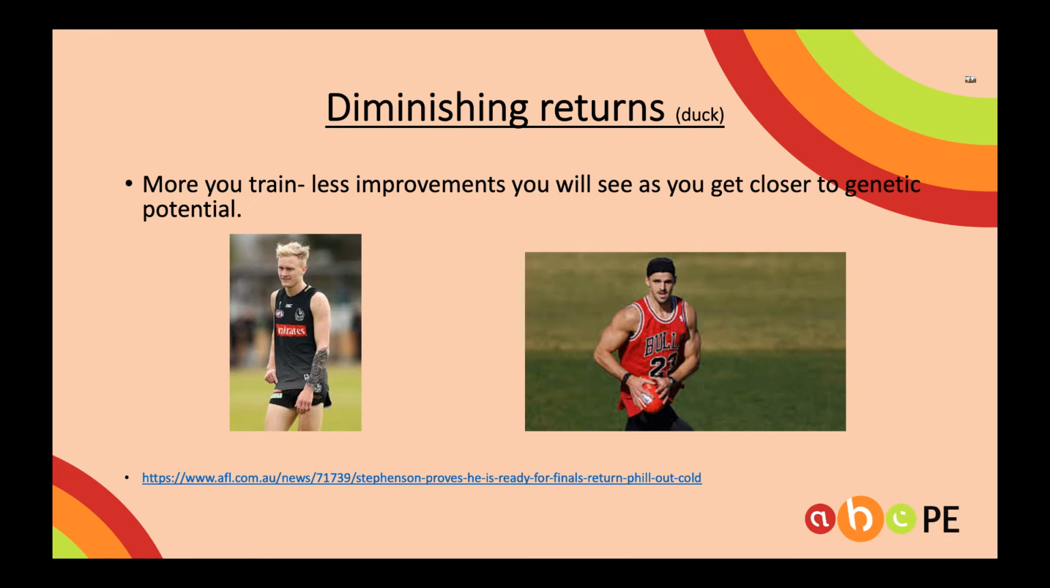That basically means the more you train, the closer you get to your genetic potential, which is the maximum of how good you can get, which means you're going to see less improvement as you go. So if you've got a rookie like Jaden Stevenson, in his first couple of pre-seasons he's going to see really big improvements on things like his time trial running. But Scotty Pendlebury, as he's getting closer to his genetic potential, can't get any fitter. He's not going to see as big improvements as a rookie like Stevenson.